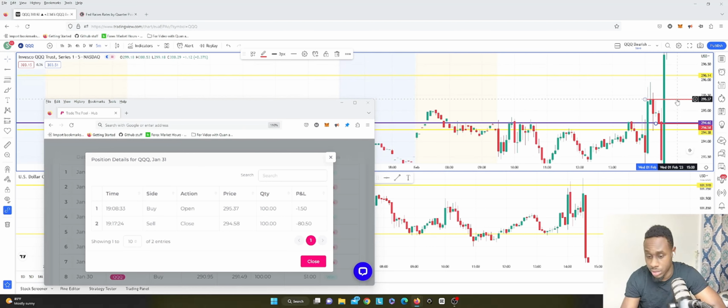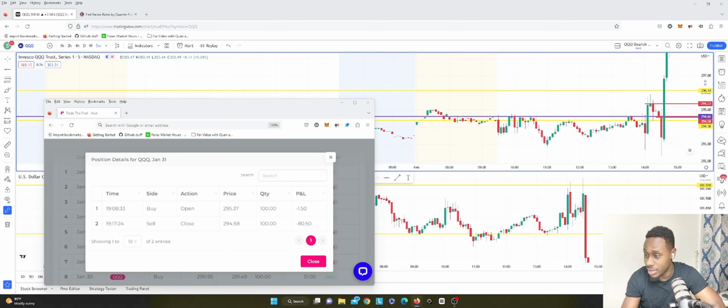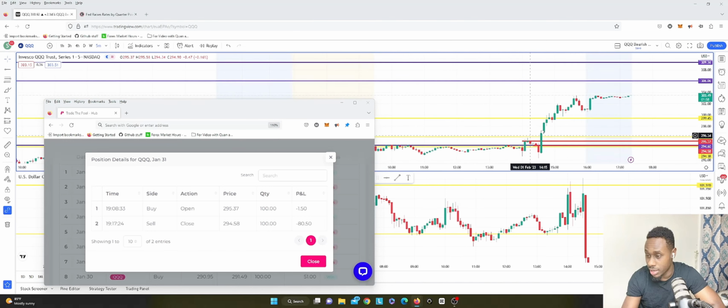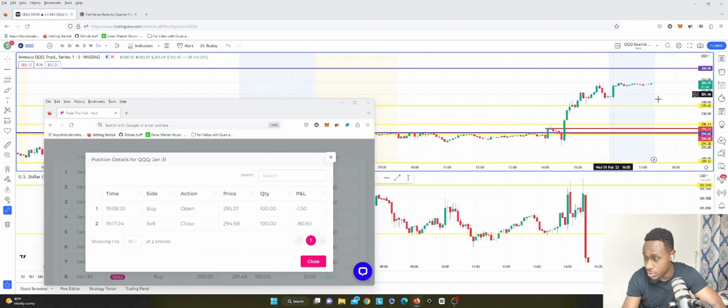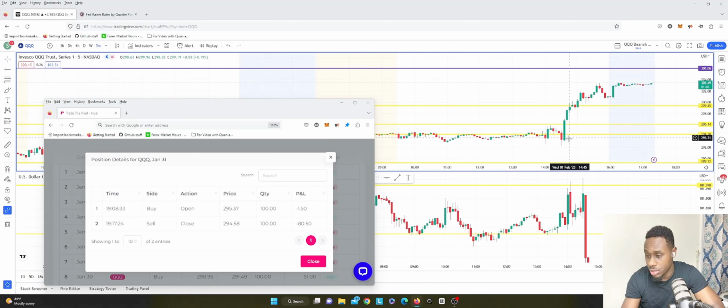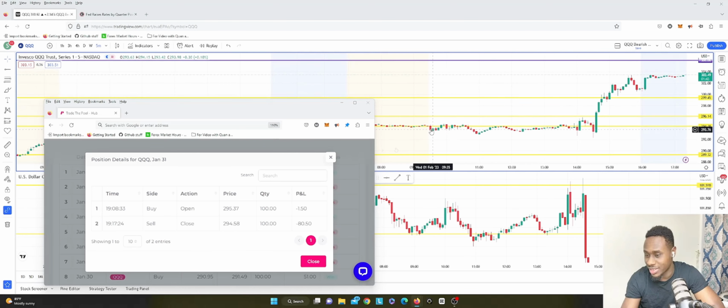So this was the one that hit my stop loss for 80. You can see the move I was trying to get. Look at this move. You get a move from 295 to 303. That's $8. That's $800. Clean. $800. And from the morning, you would have gotten hit out if your stop loss was here in the morning.